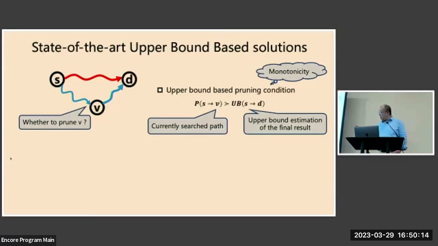The problem here is that, for example, if we already know that the upper bound from the source to the destination is this number, the question is whether we want to check the vertex V and the further path from V to D, right? Now, if the distance from S to V is already larger than the upper bound from S to D, then we don't need to check further. Okay, so this is the current state of the art.